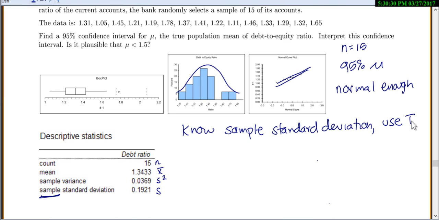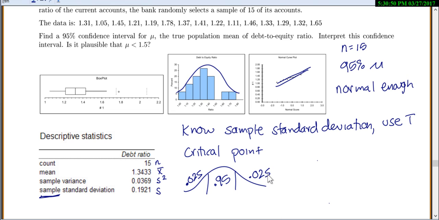The first step is always find your critical point, which we'll do by drawing a chart. So we want a 95% confidence interval. So 0.95 in the middle. 1 minus that is 0.05 and divide by 2, so we have 0.025 in each tail. So I know I'll have 0.025 in the right tail, so I can look that up. And then my degrees of freedom is always equal to n minus 1. So in our case it's 15, so 15 minus 1 equals 14.